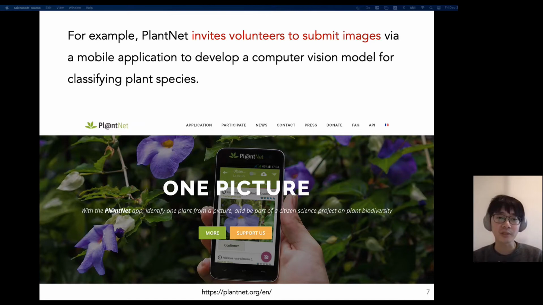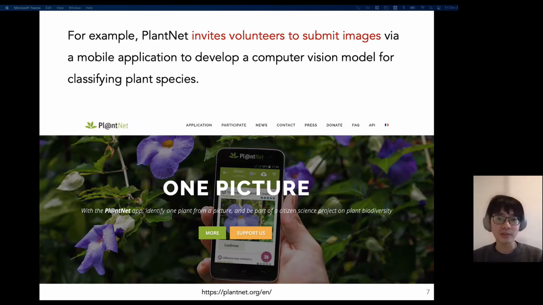So computer vision is a technique for computers to automatically read images or videos, and then they can do some prediction task. Like in this case, it can predict which type of flower this is. So this is one example.